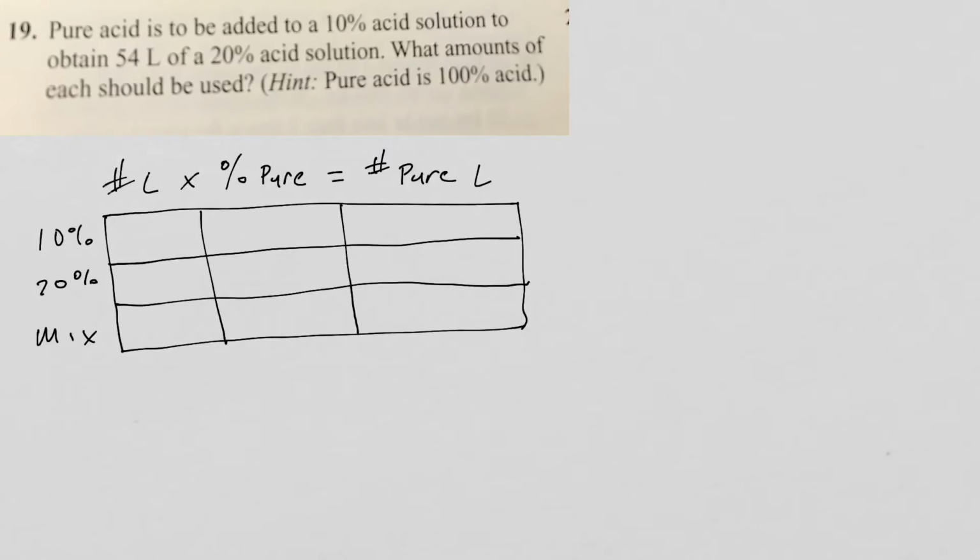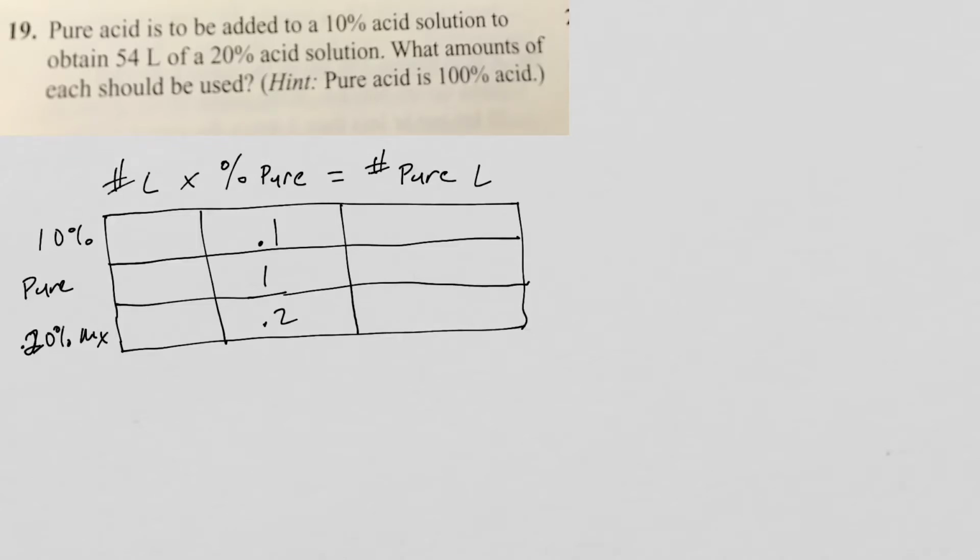Okay, so this stuff is the easy stuff. So I'll put in 0.1, 0.2, and, well, I'm sorry, the mixture should be 20%. I misread this. The mixture should be 20%. And this is pure acid, so that's 100% or 1.